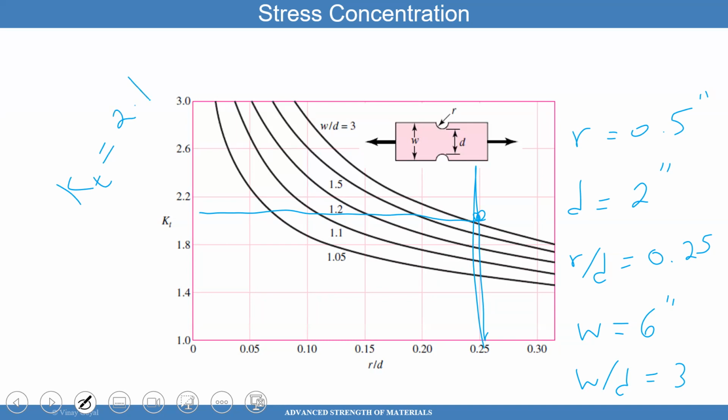And that 2.1 gets multiplied, so sigma maximum then becomes 2.1 times the stress that goes along here. And that stress is the external load P divided by the nominal area there, which is D times the thickness. So I think that's how you'll do that one.